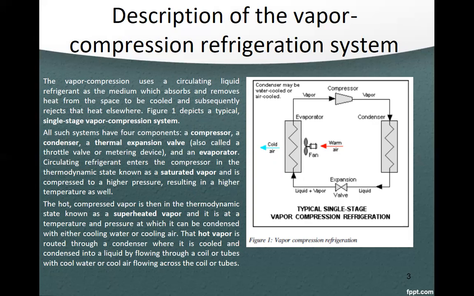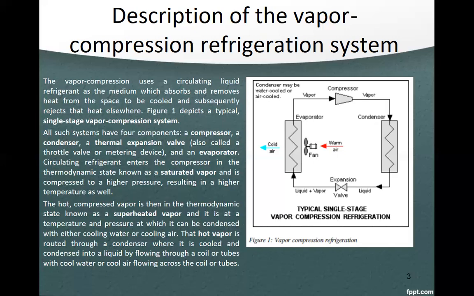All such systems have four components: a compressor, a condenser, a thermal expansion valve, also called a throttle valve or metering device, and an evaporator. Circulating refrigerant enters the compressor in the thermodynamic state known as saturated vapor and is compressed to a higher pressure, resulting in a higher temperature as well. So it can also superheat in other cases. Here we are on the typical, the ideal.